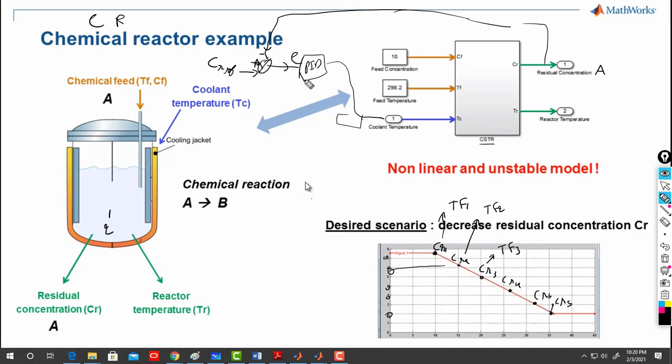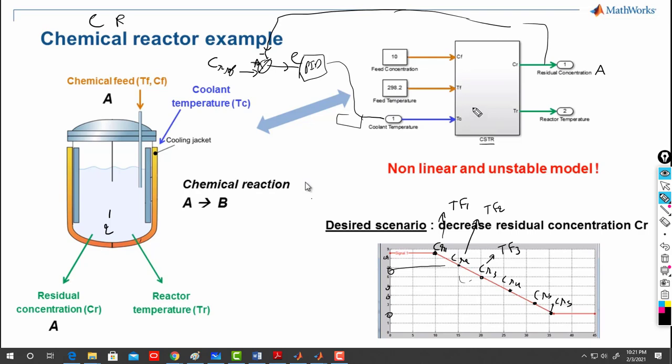Then you need to implement an algorithm saying that if you measure CR and it equals a certain value, then switch to a different gain, and so on. That's what we call gain scheduling. You are changing the gains of your PID according to the changes in the dynamics of the system.